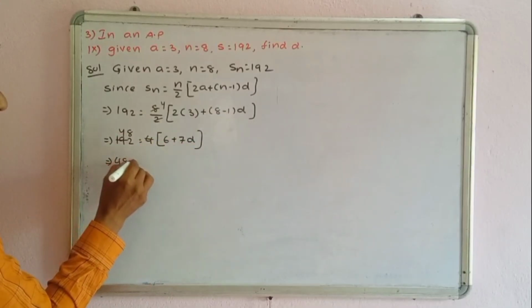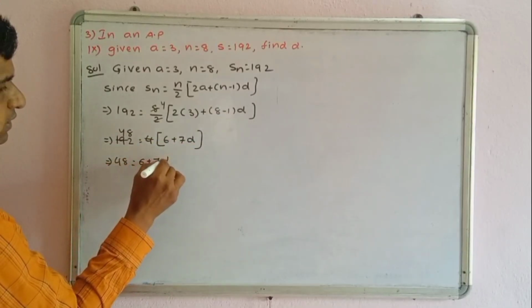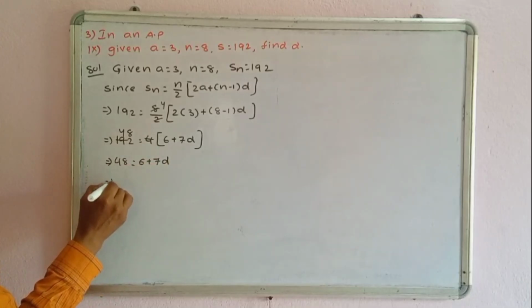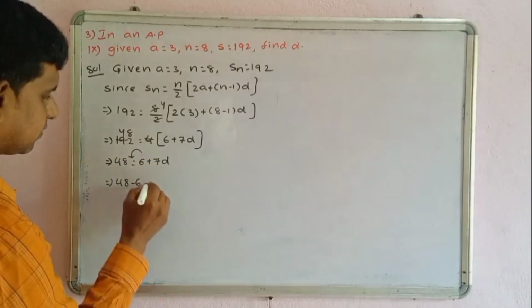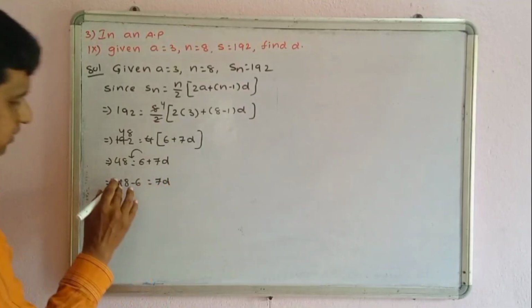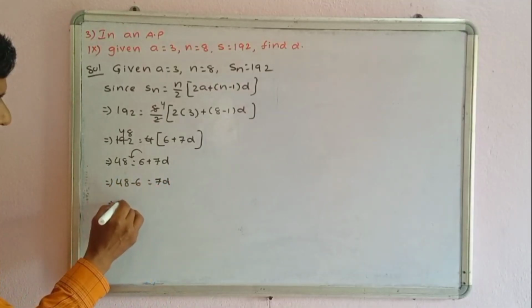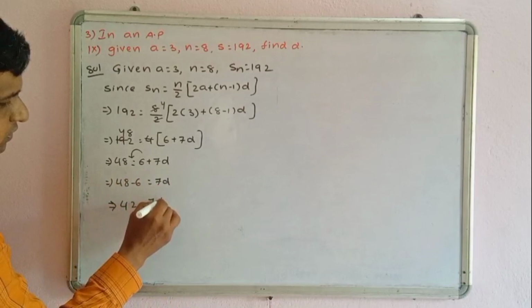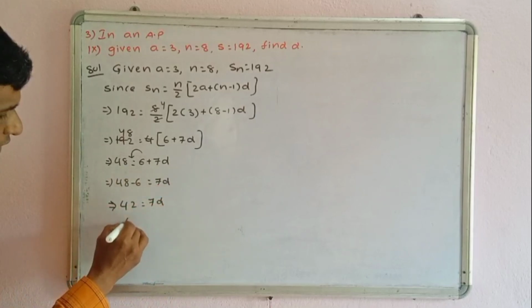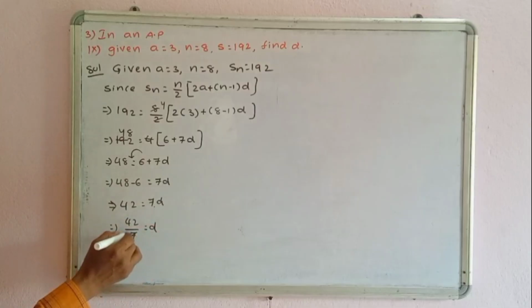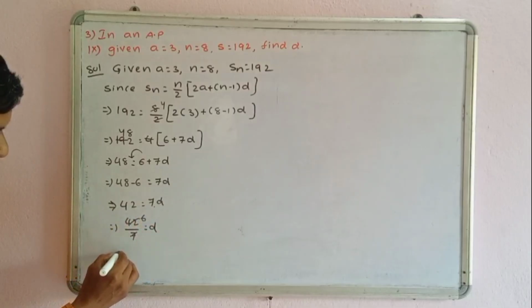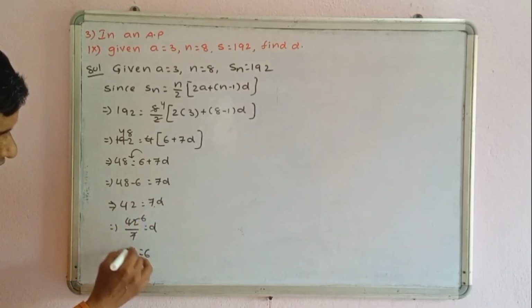So 48 equals to 6 plus 7d. So 48, 6 transposes to the left side as minus 6, equals to 7d. So 48 minus 6 is 42. 42 equals to 7d. So 7 transposes to the left side, divided by 7 equals to d. 7 how many times? 6 times. Therefore, the value of d is 6.